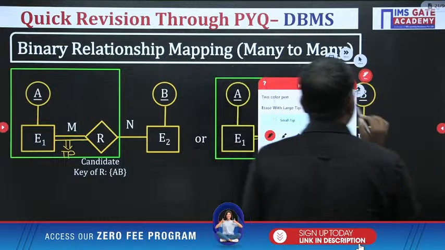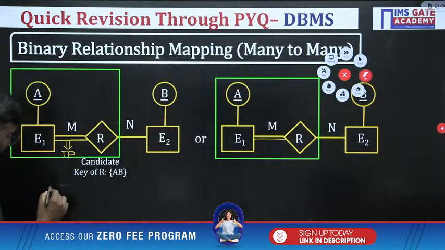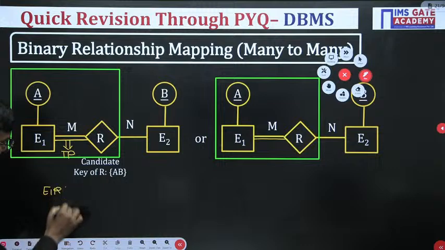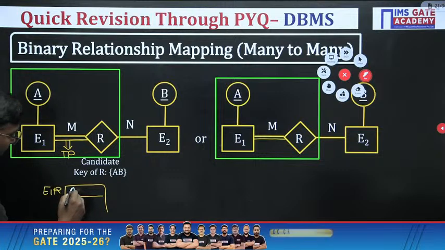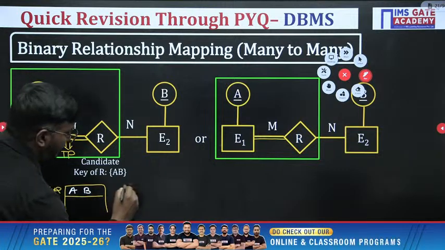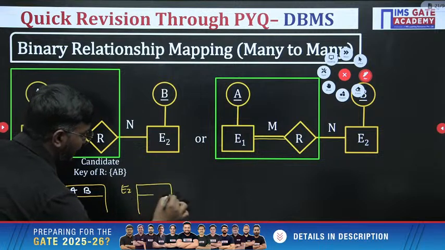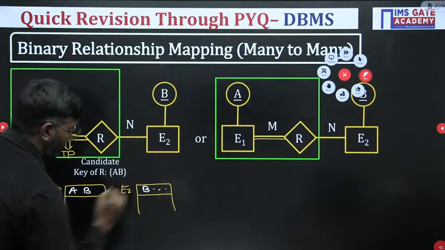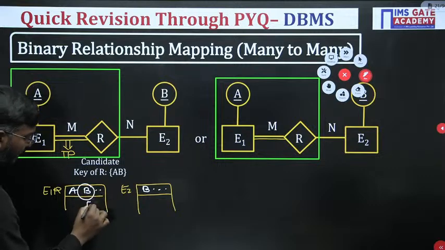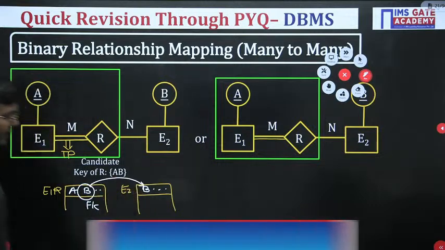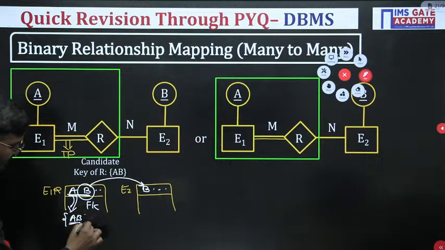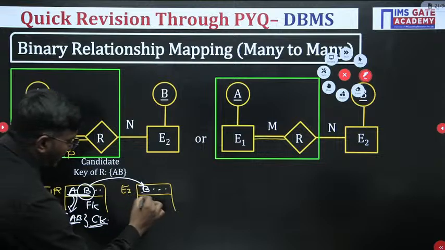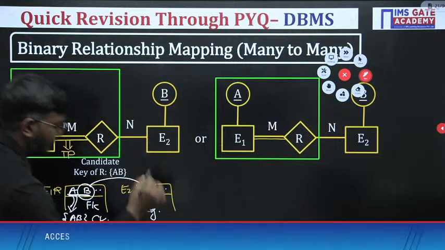Okay, done. Now see here. In this case, E1 and R will form one table, with attributes A and B. Similarly, E2 will form another table with B. Now this B is our foreign key referring to this B. And A and B combined form the candidate key, and this B is a key attribute, as you already know.